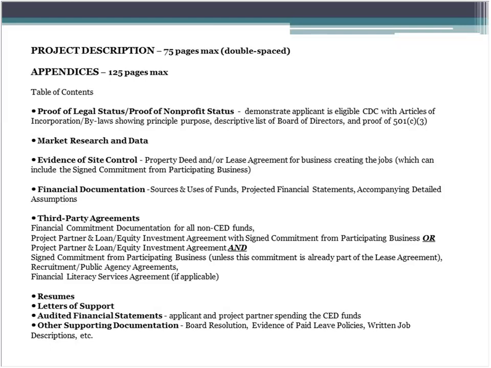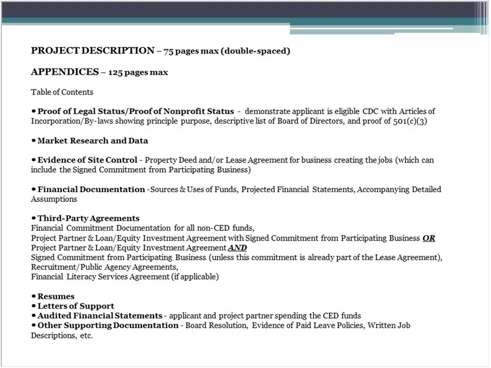So first, for the proof of legal status, proof of nonprofit, this is where you're going to demonstrate that you're an eligible CDC. You're going to have your articles or bylaws showing your principal purpose, a descriptive list of the board of directors so they can see what the makeup of your board is, and proof of your 501c3. For market research and data, that's really there for if you can't fit everything into the narrative. You have another place to put it. I usually don't include anything there, mainly because I have other documentation that needs to fit. I usually have all my market data in the narrative.